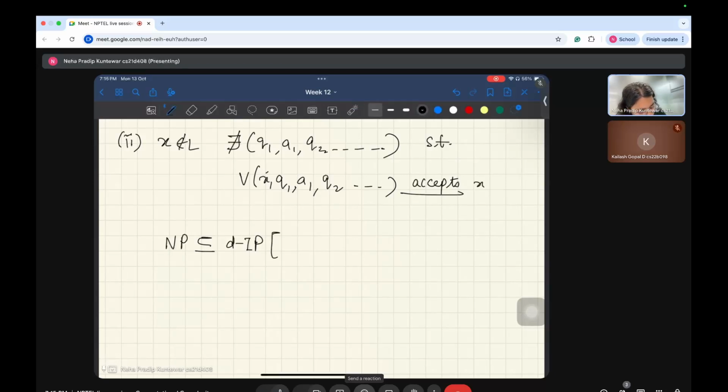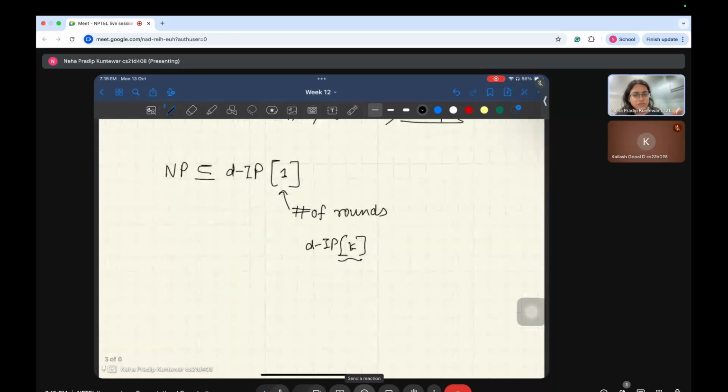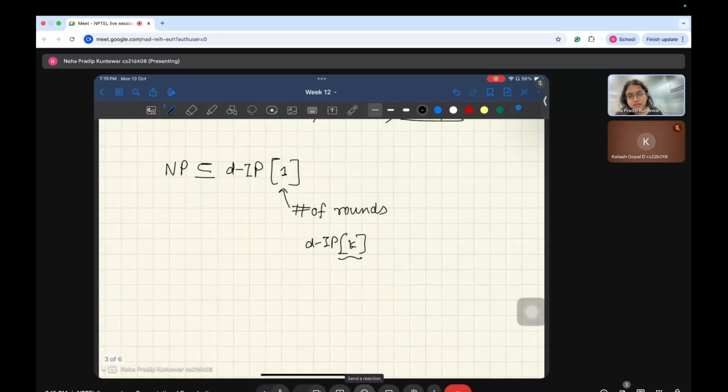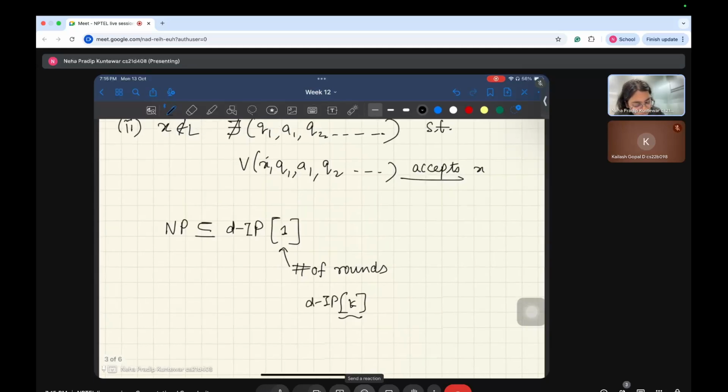So this denotes the number of rounds. In general by DIP of k we mean k number of rounds, and generally the most commonly used term here is poly. So if we don't write anything, we basically mean that these are a polynomial number of rounds. That's the convention that we're going to follow.